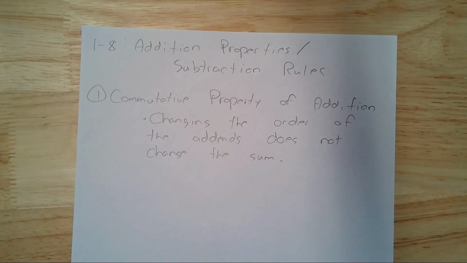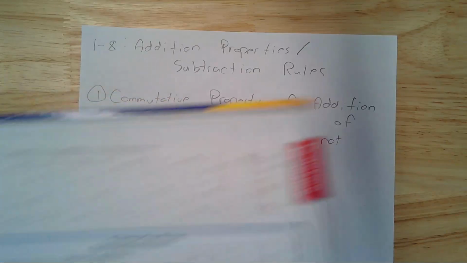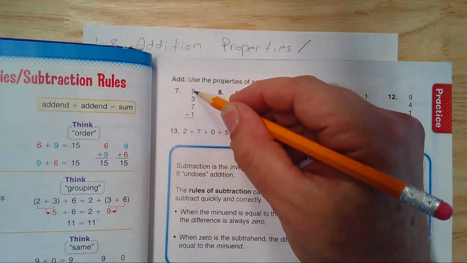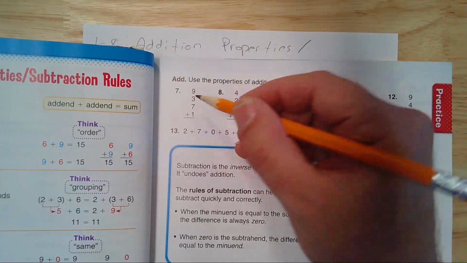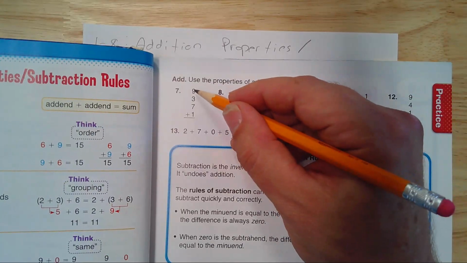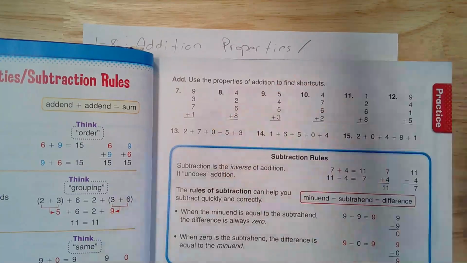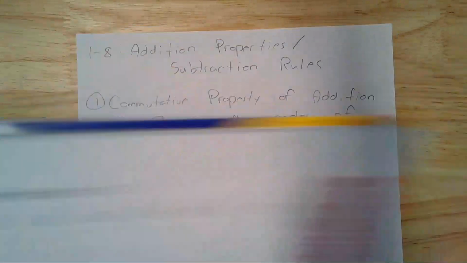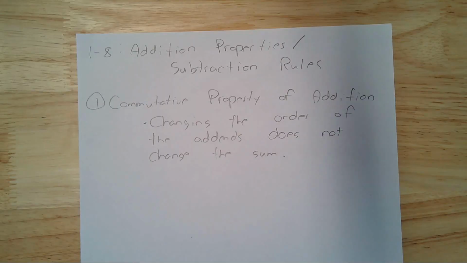But the commutative property, and I'll give you an example. Changing the order of the addends. The addend is a number inside an addition problem. But in this problem here, this number 7 would have 4 addends to it, a 9, a 3, a 7, and a 1. Each one of them is an addend. It is one of the numbers inside the addition problem. Does not change the sum.